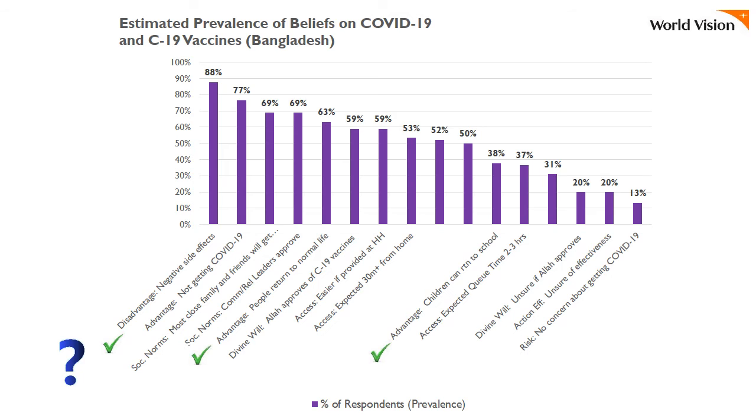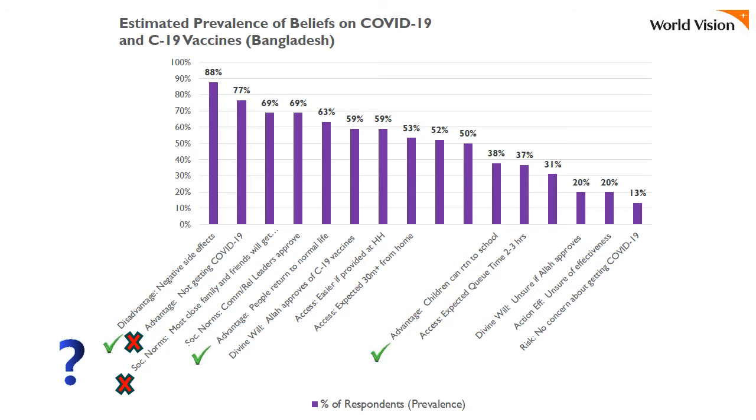For example, talking about how children will be able to return to school once enough people are vaccinated, and that people will be able to return to a normal life. Those seem to be on some people's minds, and they sound like they could be powerful motivators. And maybe you would not want to work as much on talking about not getting COVID-19 as an advantage of the vaccine, since more than 3/4 of people already believe that. Or focusing on social norms, since more than 2/3 of people already believe that most of their family and friends will get the vaccine. Or maybe you have another favorite determinant to focus on.